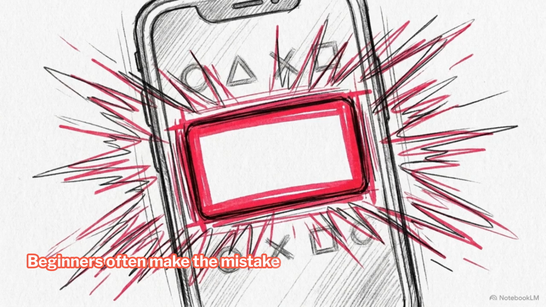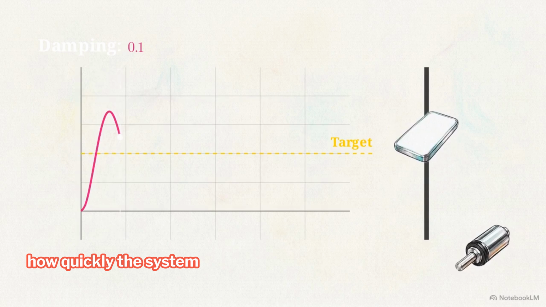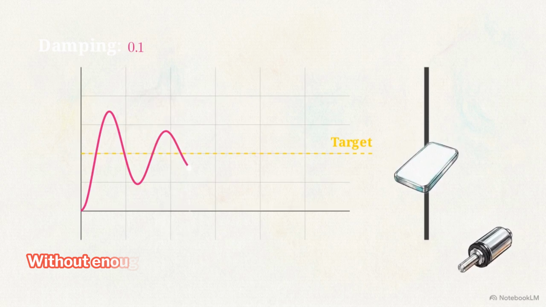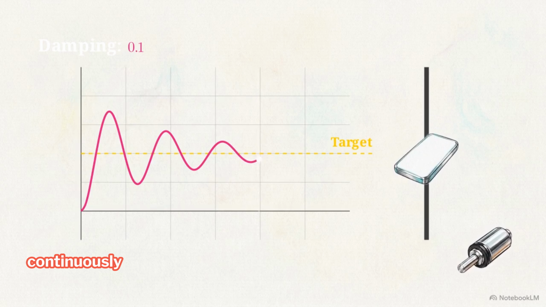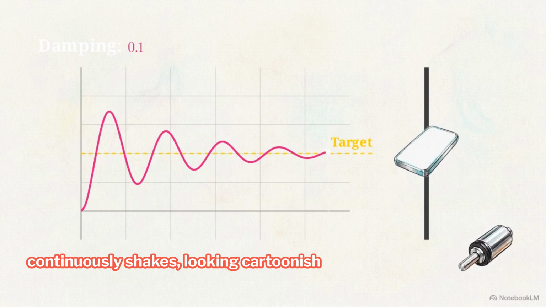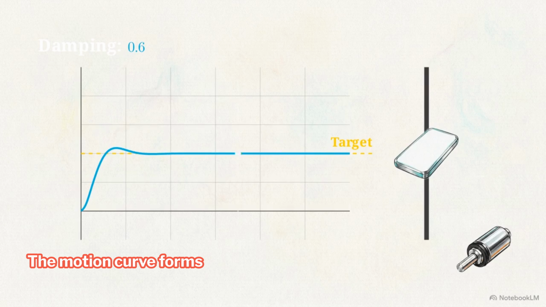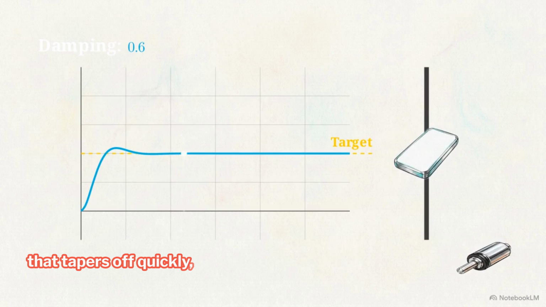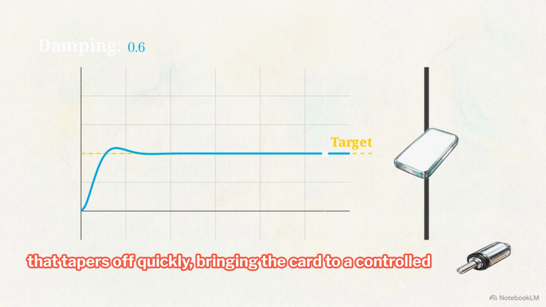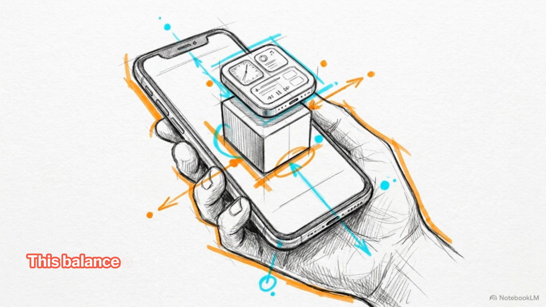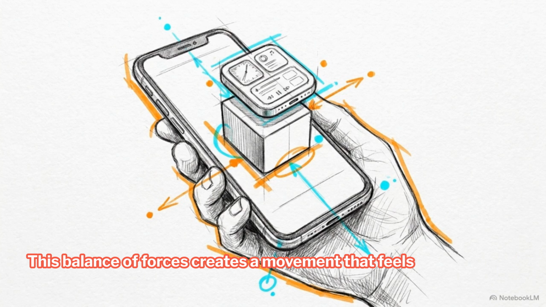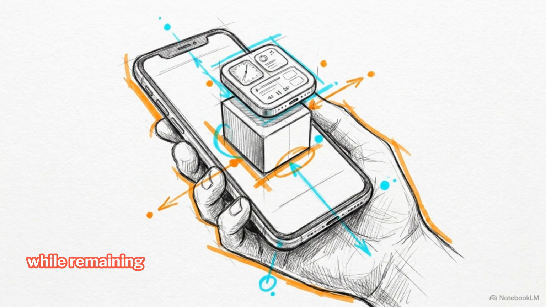Beginners often make the mistake of setting the friction, or damping, too low. The damping fraction determines how quickly the system loses energy. Without enough damping, the UI continuously shakes, looking cartoonish. By setting damping to 0.6, the motion curve forms a smooth arc that tapers off quickly, bringing the card to a controlled rest. This balance of forces creates a movement that feels grounded in reality while remaining fast enough for a touch interface.